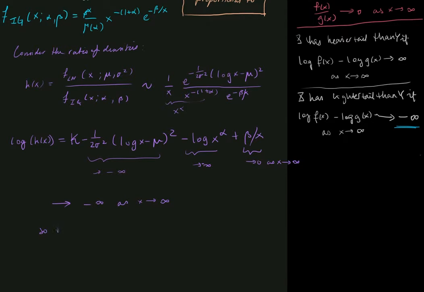So in conclusion, when the log ratio goes towards minus infinity, that means that the ratio itself goes towards 0, which then means that the density in the denominator is the one that has the distribution with the heaviest tail. So in conclusion, the inverse gamma distribution has the heaviest tail, regardless of parameter.